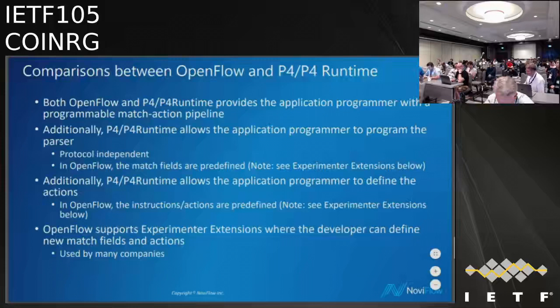So comparing OpenFlow and P4 runtime, both of them give you a programmable match action pipeline. However, P4 runtime gives you additional freedoms as you can program the parser and also define your own actions. In OpenFlow, you could do some of that through experimental extensions, where the developer could define new match fields and actions. So next slide.